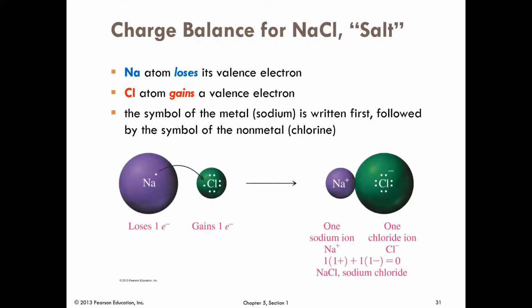So if we're looking at sodium chloride, sodium is going to lose its valence electron, chlorine is going to gain it, okay? And we're going to write the symbol of the metal first, so we'll write Na first, and then we'll write the symbol of chlorine, the nonmetal, Cl. So it will be NaCl.